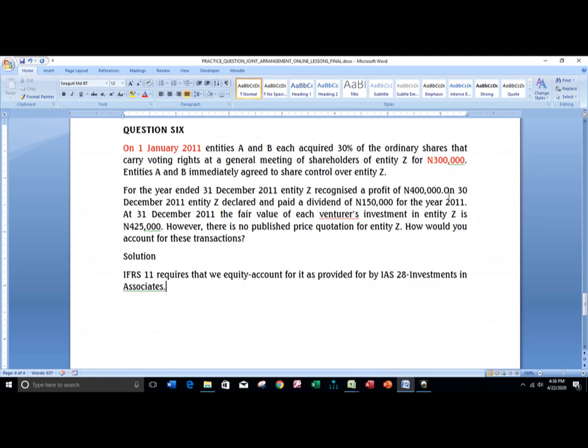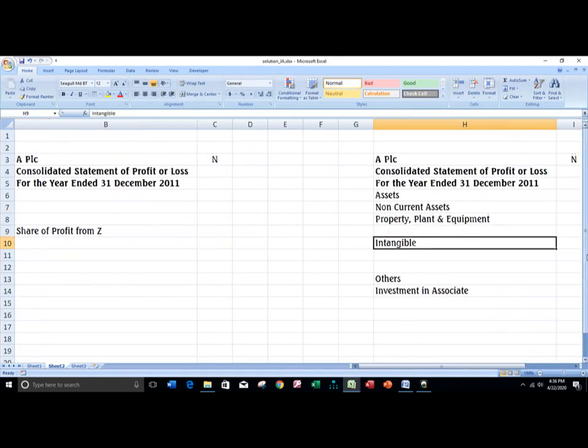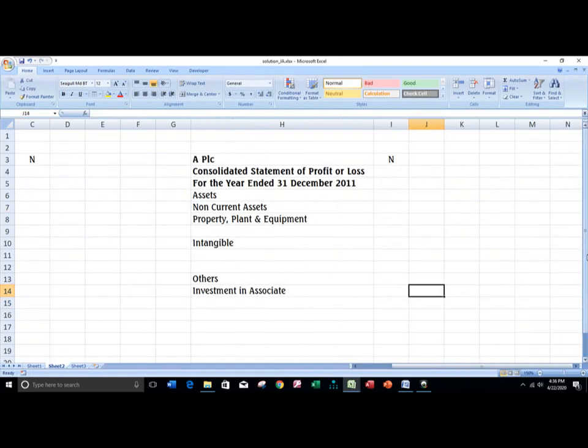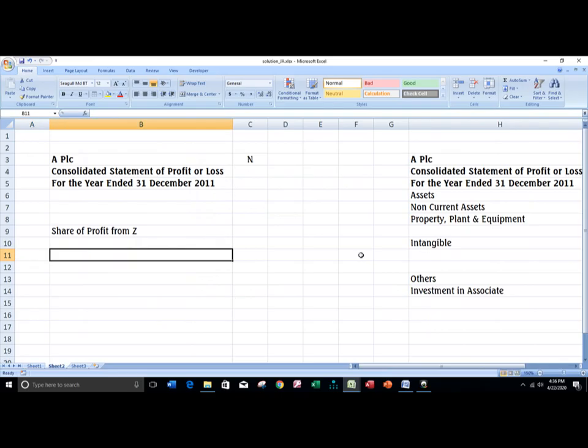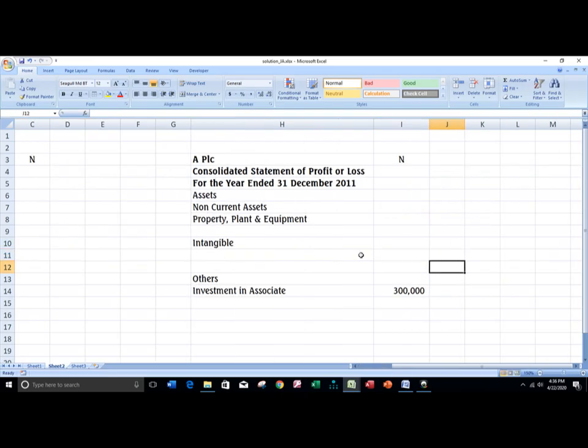So what will happen? Because we are equity accounting for it, we will take 30%, because in the books of A, the initial thing that must have happened is this 300,000 will come here under other non-current asset. Don't forget we are in the books of A. I hope you're following. 300,000 will come in here. Brilliant. That is before that profit. When the investment took place, that is what must have happened.